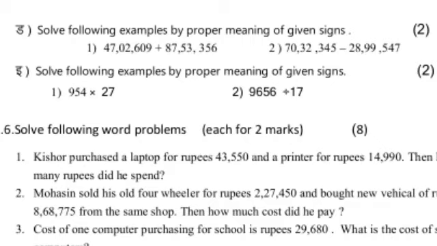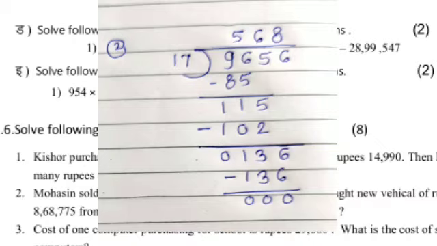Next one is 9,656 divided by 17. The sign is of division, so we divide these two numbers. We have to divide like this. You know all steps of division, so that is very easy for you, and the answer is 568.